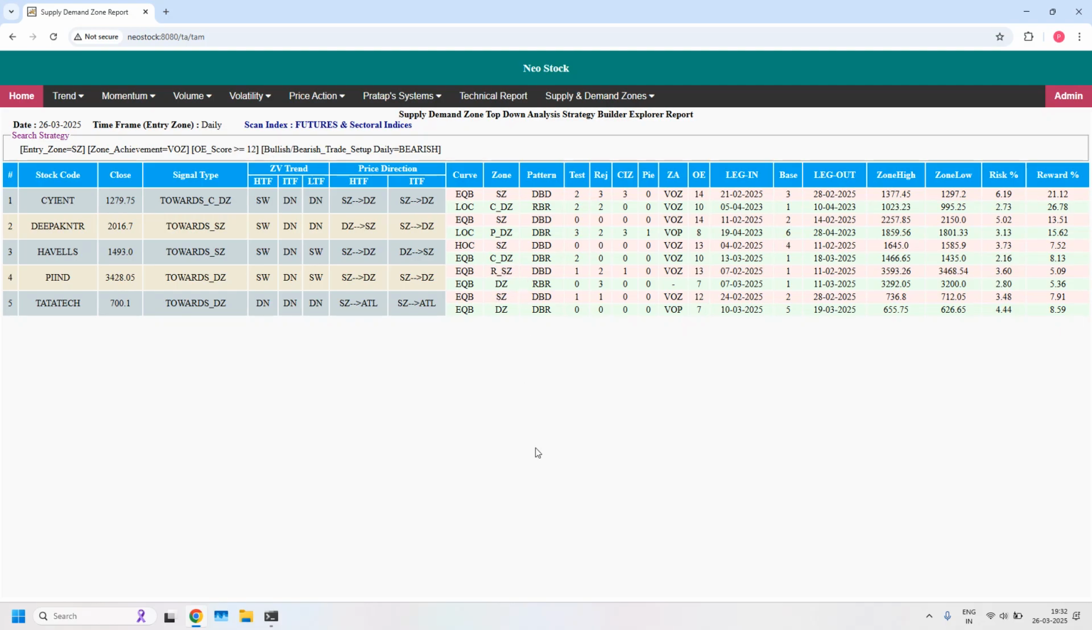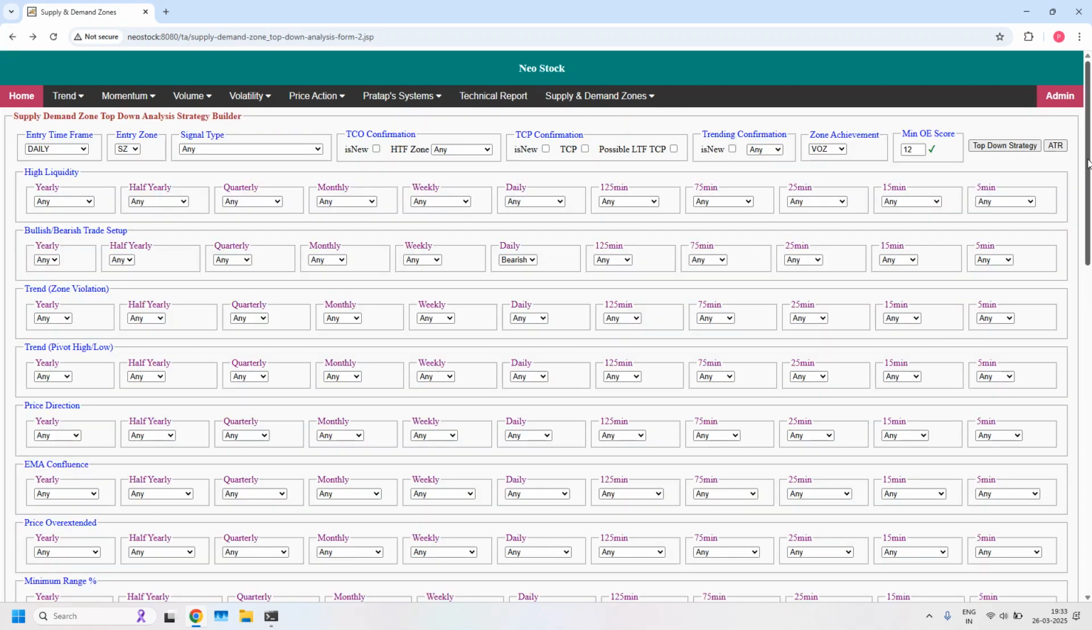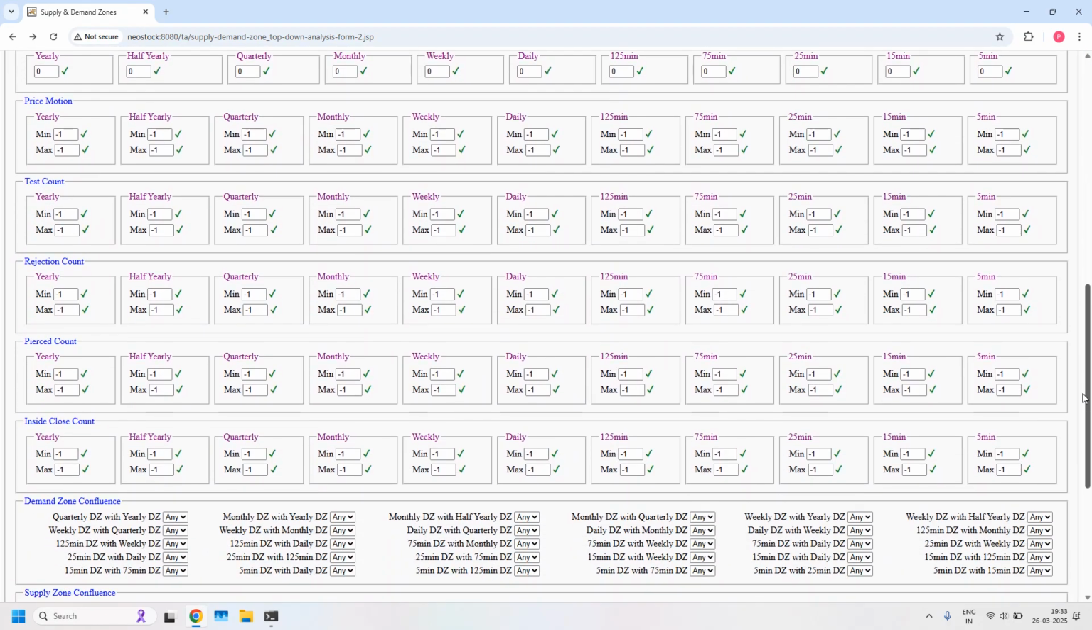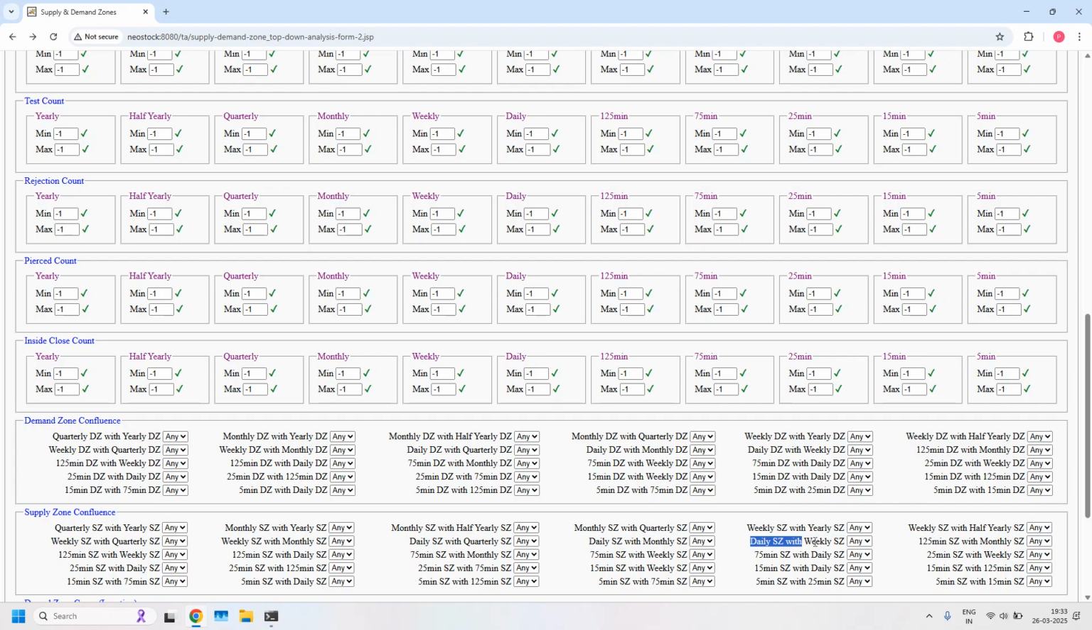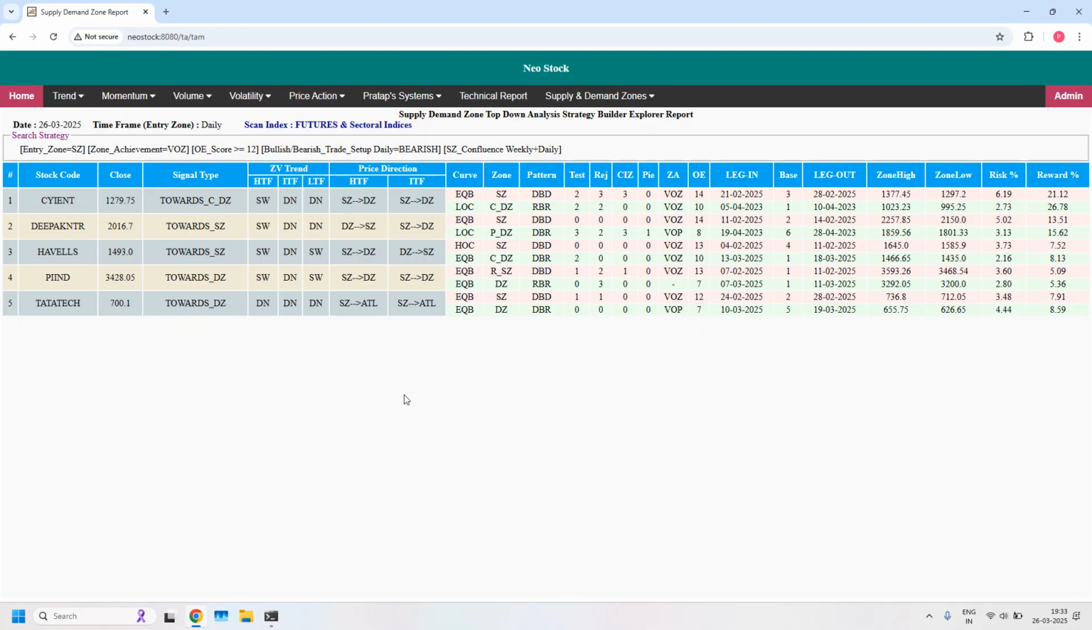Okay, out of these 5 daily supply zones, how many are having more probability to get success based on zone confluence? So first filter LTF, ITF supply zone confluence. That is a daily and weekly supply zone confluence. I enable the filter. Out of 5, we got all 5 stocks. So all these daily supply zones overlapped with weekly supply zone, and also weekly trend is down in all these stocks. So if weekly supply zone having weekly EMA confluence, and these daily supply zones which are overlapped with weekly supply zone having more high probability to get success.